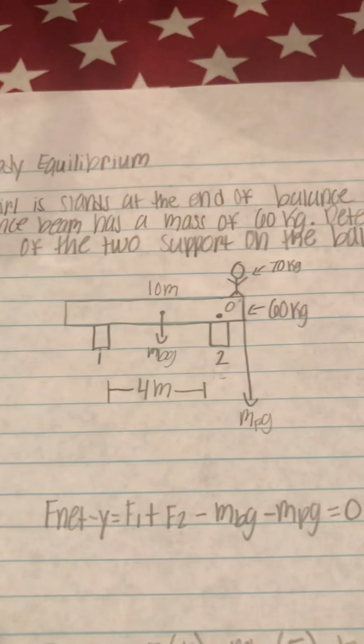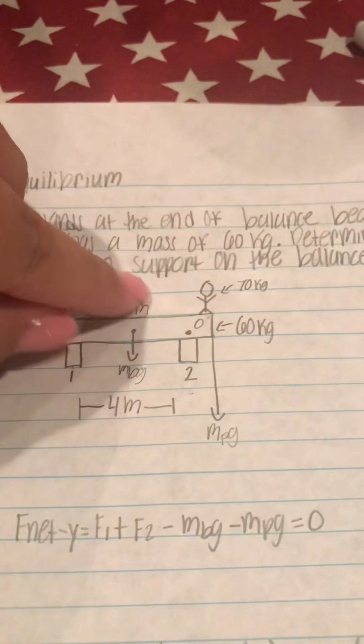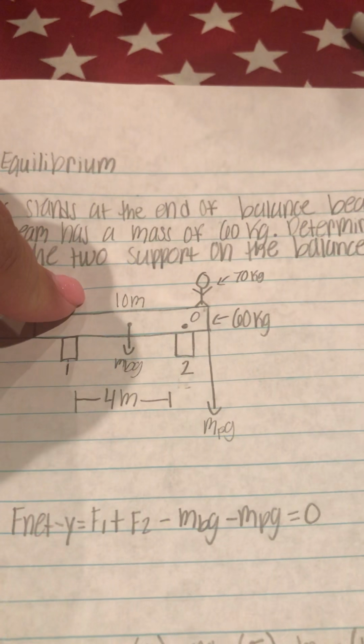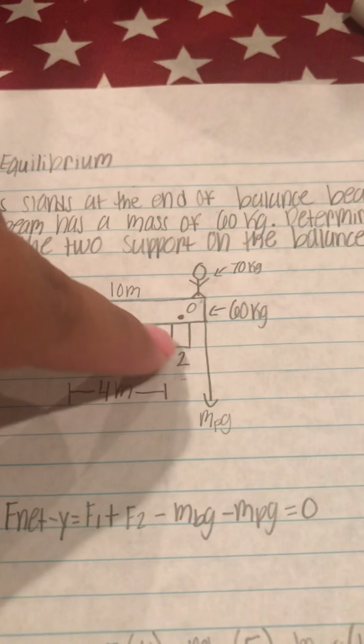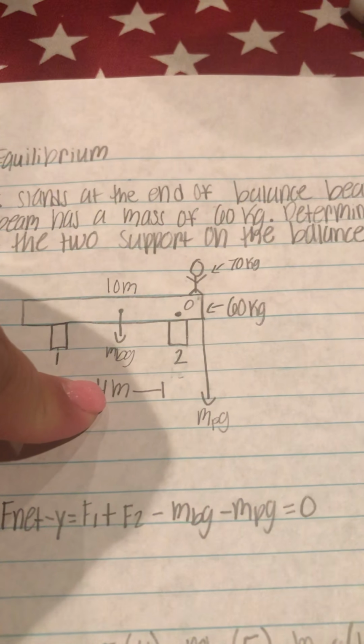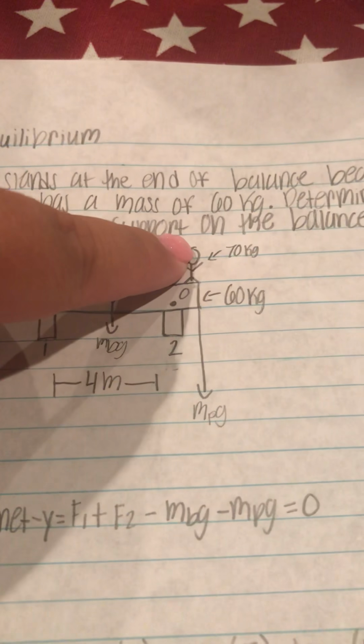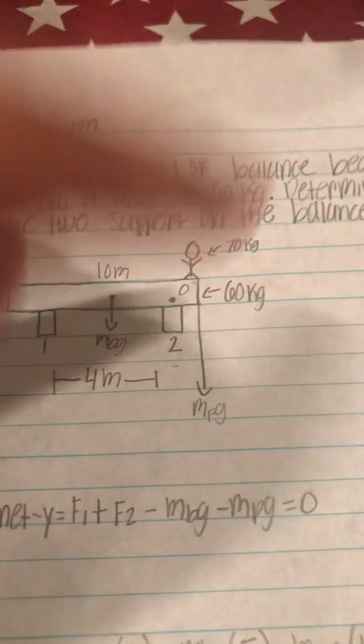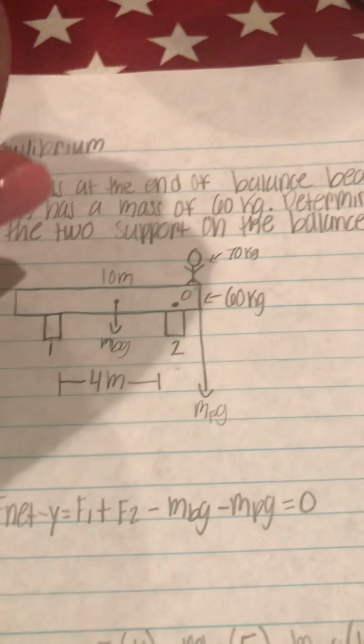So I drew a diagram of the beam, and the beam is 10 centimeters. This is support 1 and support 2, and they are 4 centimeters apart. This is the girl who's 70 kilograms, and the beam is 60 kilograms.